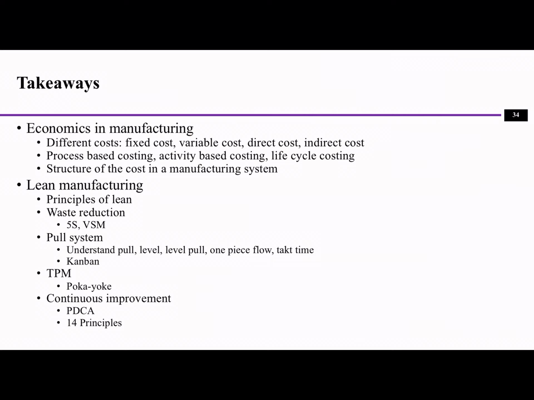And lean manufacturing, the same. You need to understand the lean principles and the key terms, right? The 7 types of waste, and how to do waste reduction. The different tools: 5S, VSM, what a pull system is, level pull system, and also TPM, Poka-Yoke, continuous improvement, PDCA, and the 14 principles, that means 14 points. So go through all these terms and understand what they mean, and they should be very helpful in your future career. All right, that's all for today.